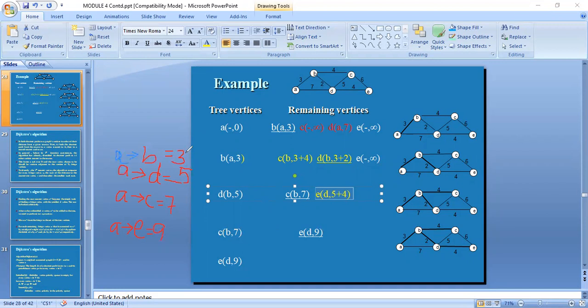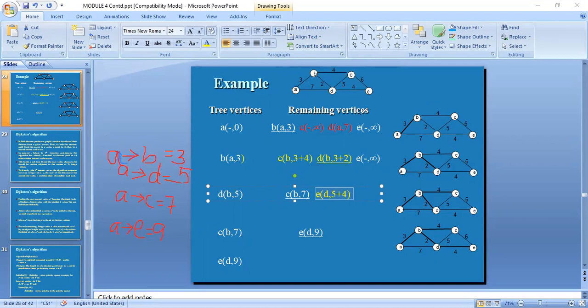So here you can see it is slowly getting increased. A to B, the value is 3. A to D, it is 5. A to C, it is 7. A to E, it is 9. So A is the source vertex, B, D, C, and E are the destinations. So totally how many vertices are there? There are 5 vertices. So if one is acting as the source, how many paths will you get? You will get a maximum of 4 paths.